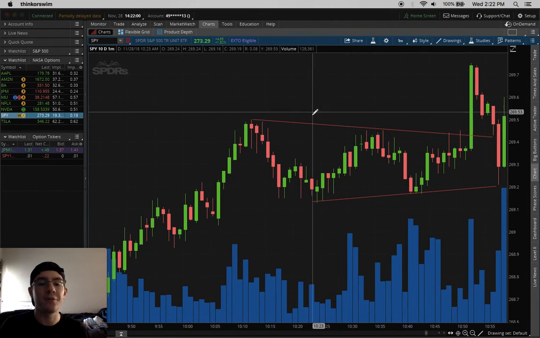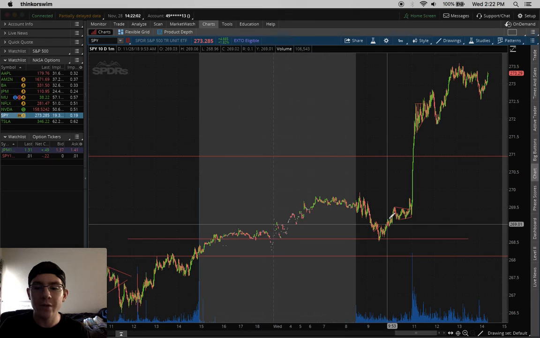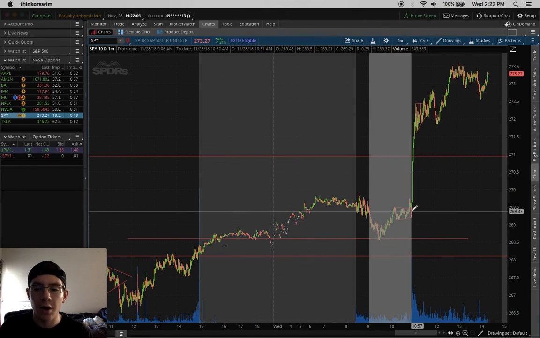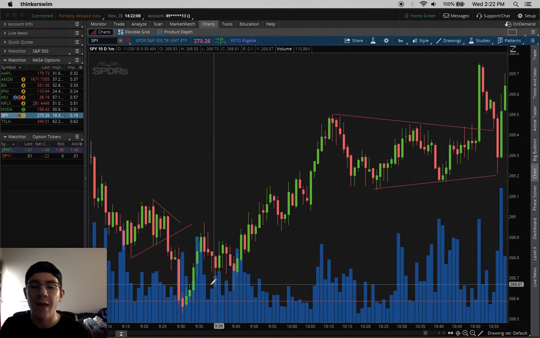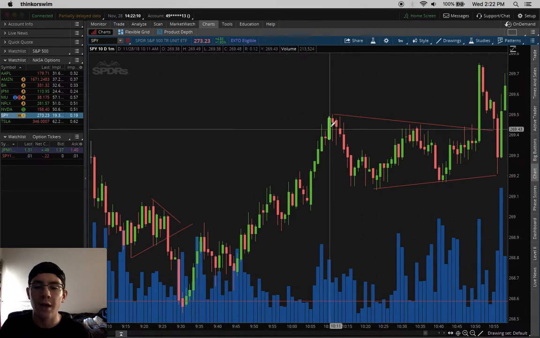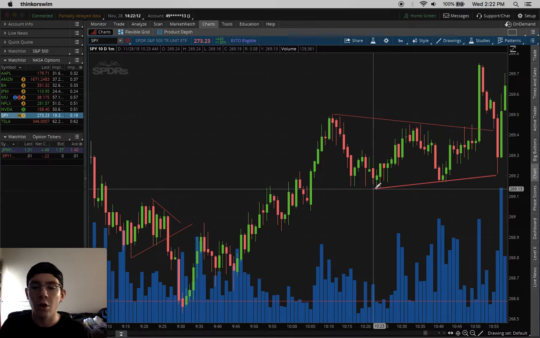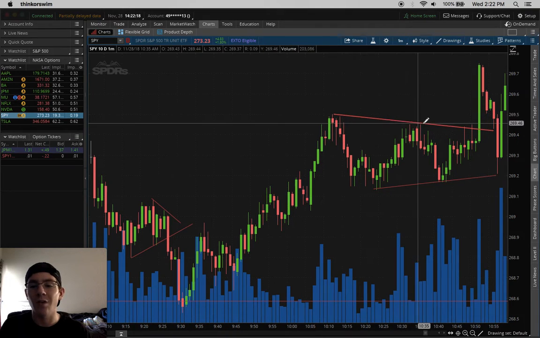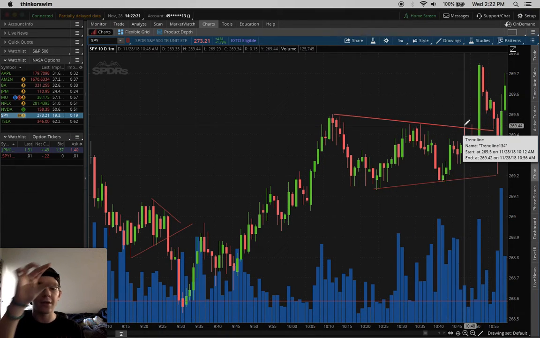Alright, so if we look here, we have a triangle setup. A triangle setup is defined as having a previous move, this previous move being to the upside. Then, following that move to either the upside or downside, price starts to consolidate into a range. If you connect the consolidation points, it almost looks like it's consolidating into a triangle into one point. So that is where you get the triangle name from.